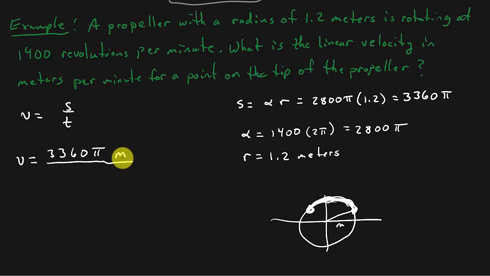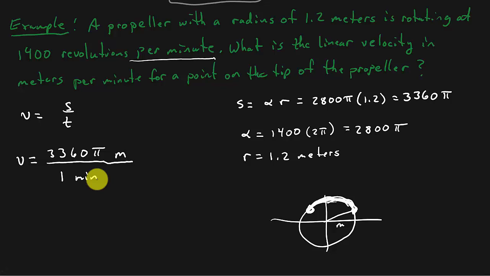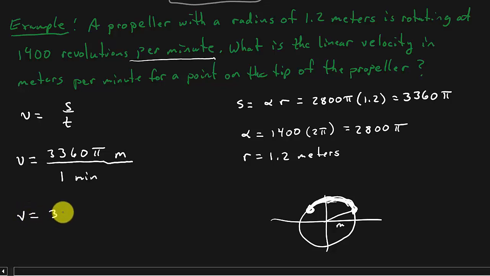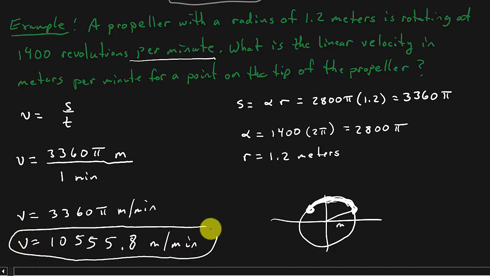Now, how long did it take it to travel that distance? Well, per 1 minute, right? So that's per 1 minute. And so what is our answer? Well, it's actually just this, right? 3360 pi meters per minute. And if you wanted to multiply this out, that would be 10555, and we'll just say 0.8, meters per minute. And there's your answer.